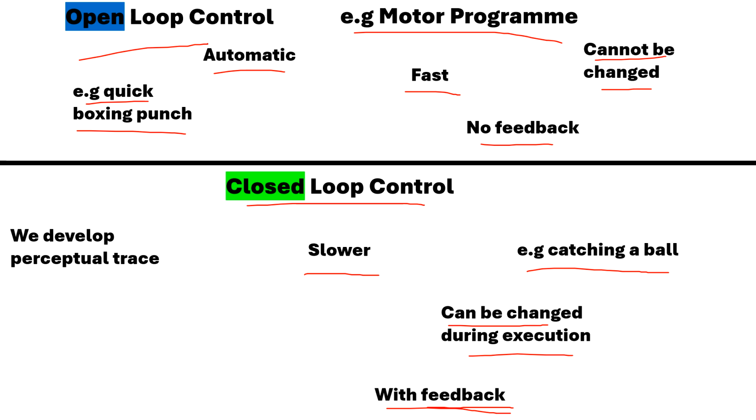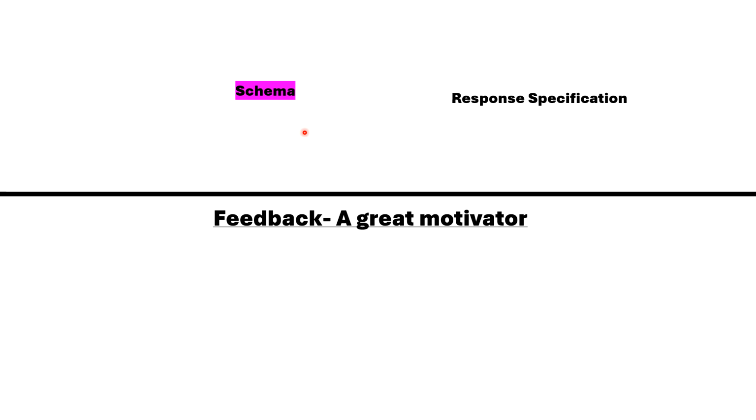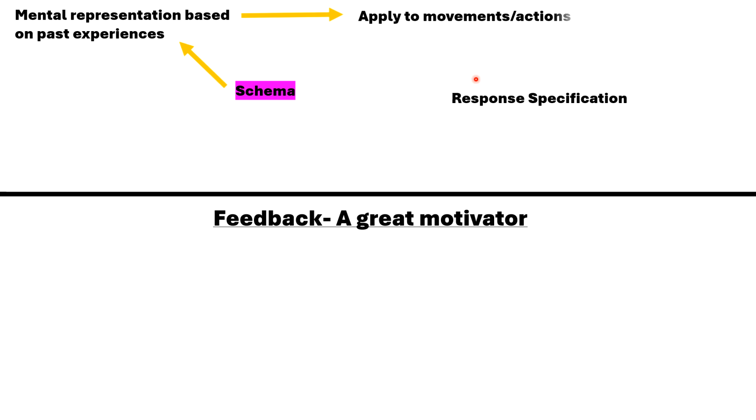Now, in closed loop control, we develop what's called a perceptual trace, which is essentially the memory for the field of past successful movements. If you practice IB psychology, you'll know what a schema is: a mental representation of a situation based on past experiences, and this can apply to sports, especially to movements. And we'll see that schemas retrieve or recall info from the long-term memory to our short-term memory, so they can be used in the moment.